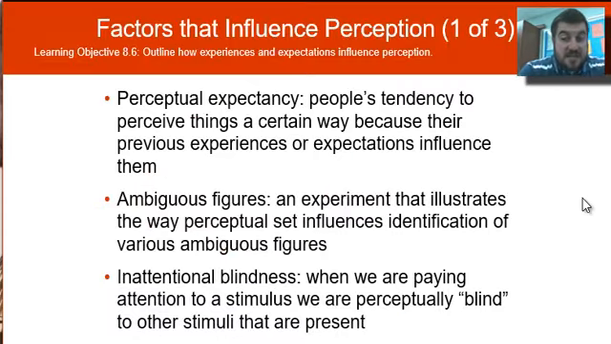Factors that influence perception are our perceptual expectancies, because we expect things to be a certain way because of our previous experiences in life. Ambiguous figures is an experiment that illustrates this, different perceptual sets, and we'll talk about this more in class. Inattentional blindness is very important. This is something rather new in psychology, but when we're focusing so hard on a stimulus, we are perceptually blind to every other stimulus that is present.